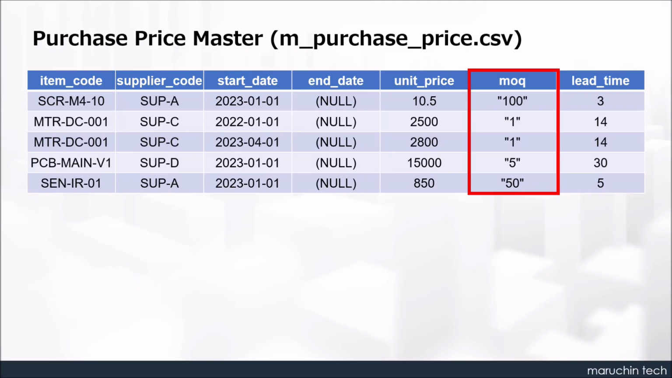In this hands-on, the purchasing price master contains the MOQ, minimum order quantity. For example, screws are listed in units of 100, while motors are in units of 1. The minimum required order quantity is specified for each item.